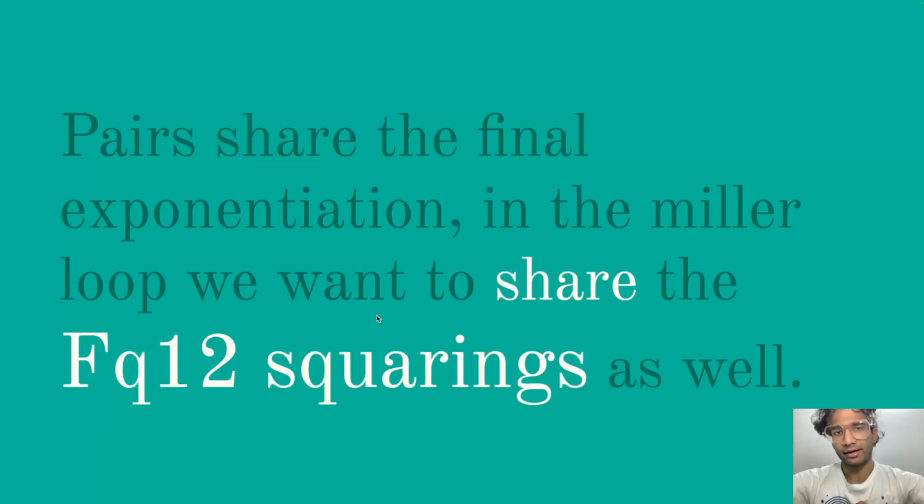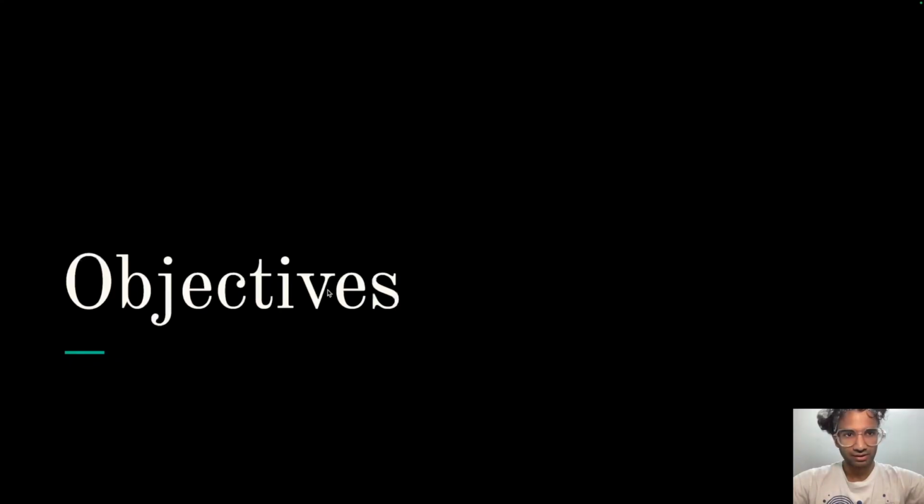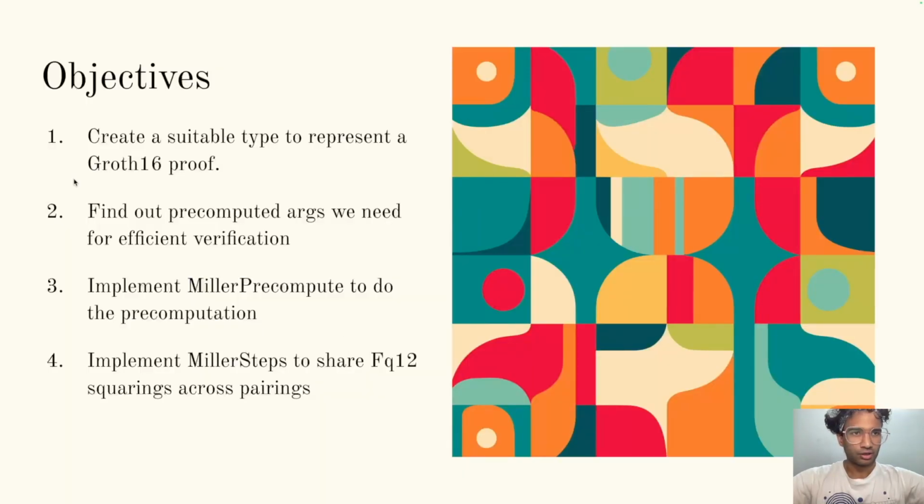So right now our pairs share the final exponentiation. What we would like to happen is that within the Miller loop, we also want all our pairs, three of them, to also share FQ12 squarings. And with that, here are basically the to-do items. The first one, which we're going to be working on in this video, is to create a suitable type to represent a Groth16 proof. So let's get started.